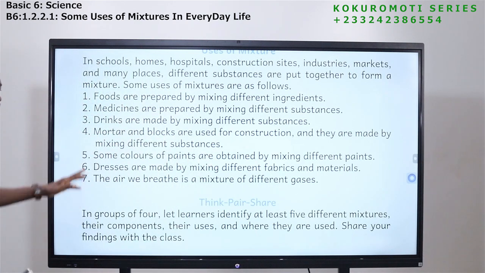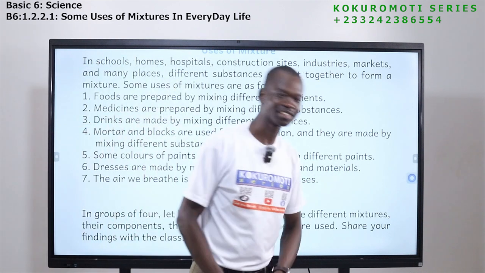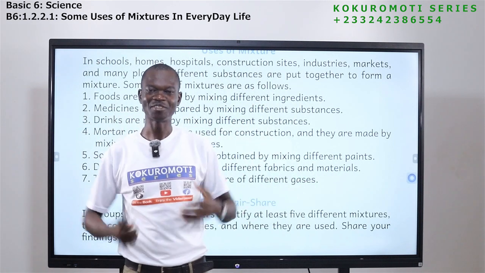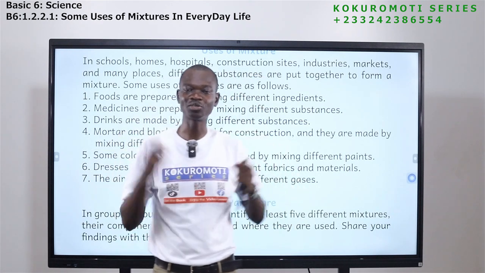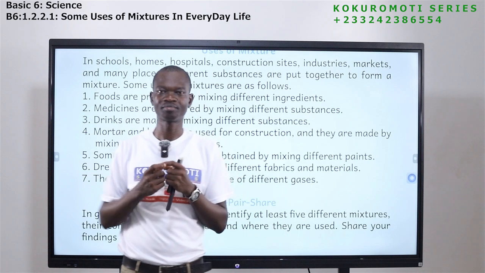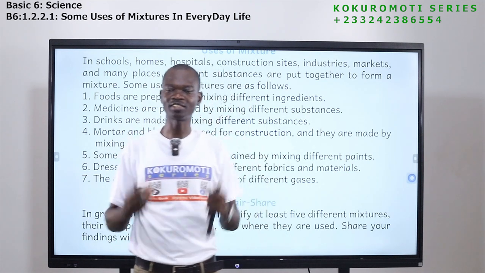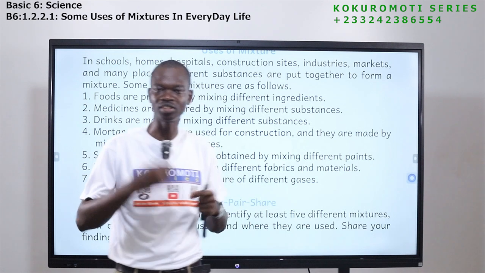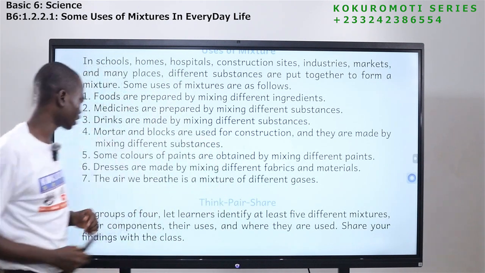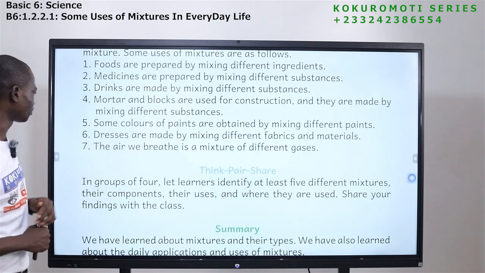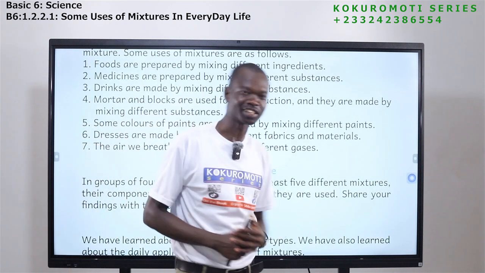The next one is that some colors of paints are obtained by mixing different paints. So you have primary colors, you have secondary colors, you have other colors. For you to get other colors, you need to what? Mix. We mix primary colors to get secondary colors. So mixture is very important. To get some colors, you need to what? Mix other colors.